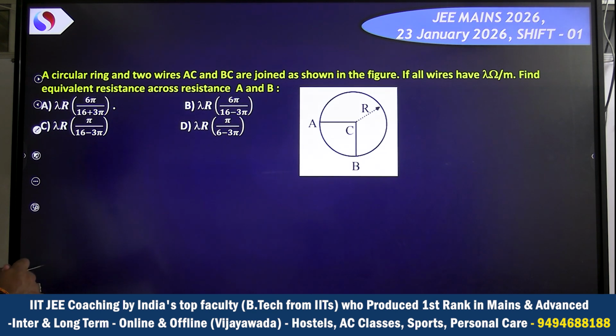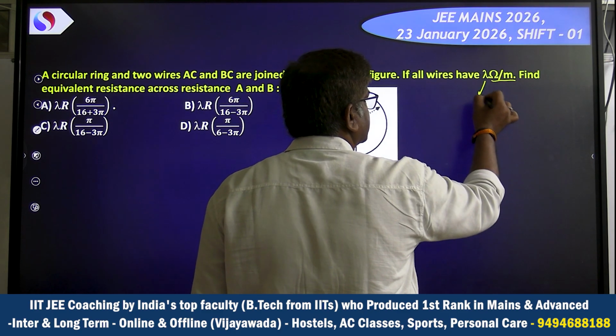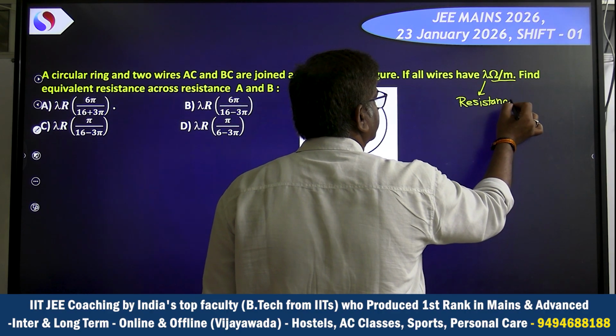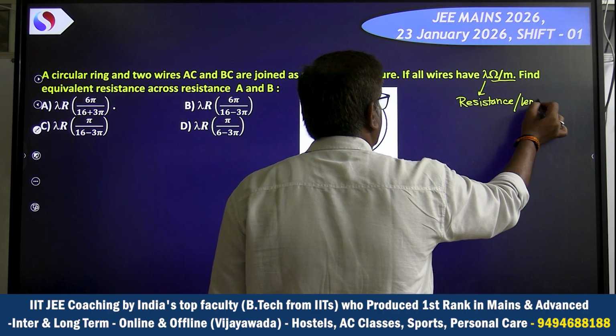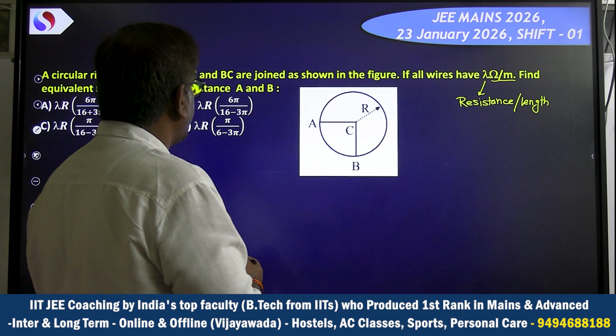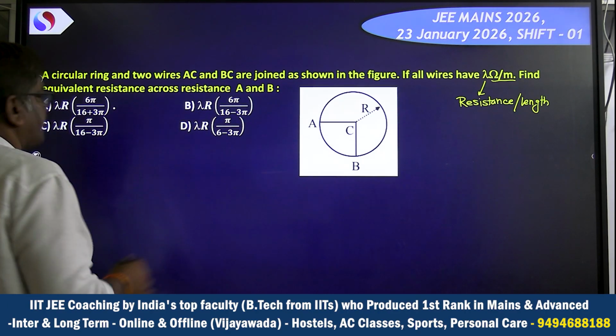I think this is the last question. A circular ring and two wires AC and BC are joined as shown in the figure. All the wires have resistance per unit length lambda. Why is this resistance per unit length? You see the unit, ohms per meter. And we have to find the equivalent resistance across A and B.